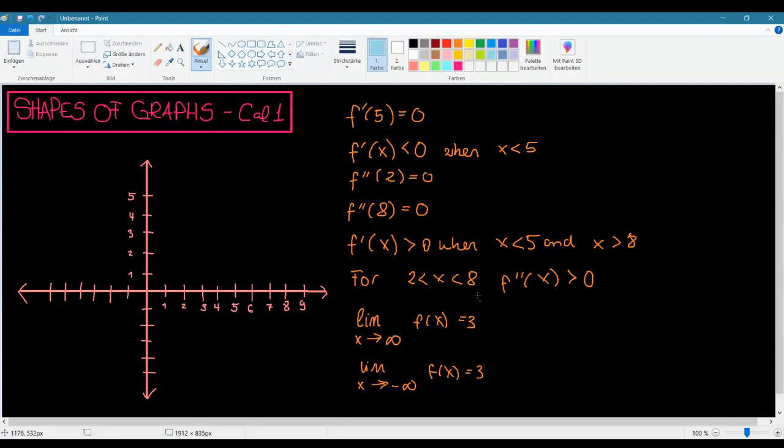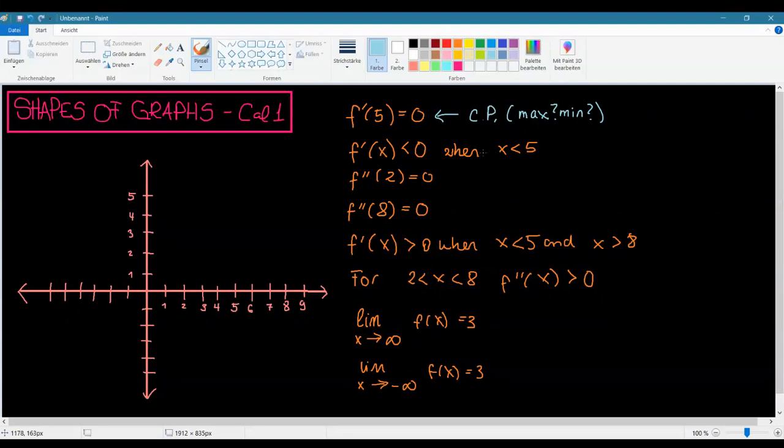So now let's go through and let's figure out what these things all mean. Let's start from the start. We know here that the first derivative of f at x equals 5 is 0, and that means that that is a critical point, which may or may not be a local max or min. Let me write that down, max, min, we don't know yet. So we also know that the first derivative of f is smaller than 0 when x is smaller than 5.